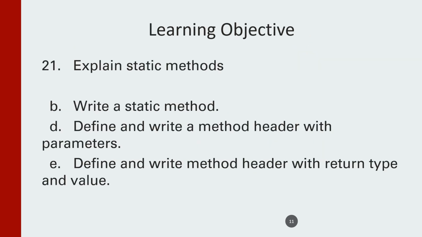One thing you might have noticed is I've been saying this word static. So learning objective 21 actually talks about explaining static methods. You should be able to write a static method, define and write a method header with parameters and with return type and value. We're not going to go into the details of everything that has to do with static methods, but since I'm starting to mention it, I thought I would point out that one of the learning objectives covered here is also 21.